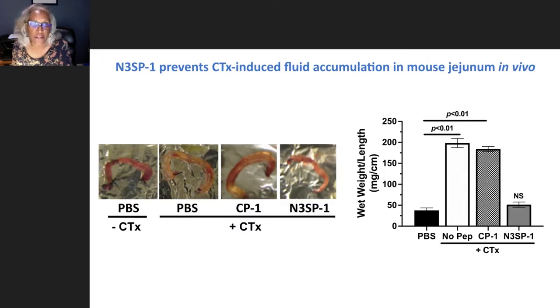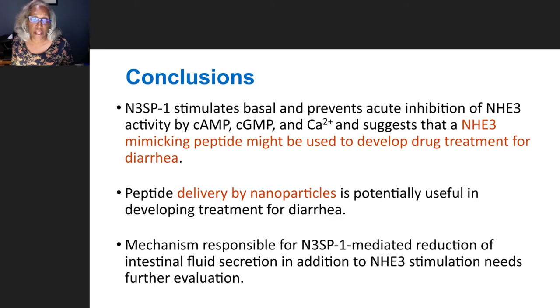Shown in this slide is the essential result of their study, in which the peptidomimetic N3SP1 inhibited the accumulation of fluid in the mouse jejunum in vivo, and that is quantified on the right-hand portion of the slide, showing that in the presence of N3SP1, there is a block of the accumulation of fluid in the small intestine.